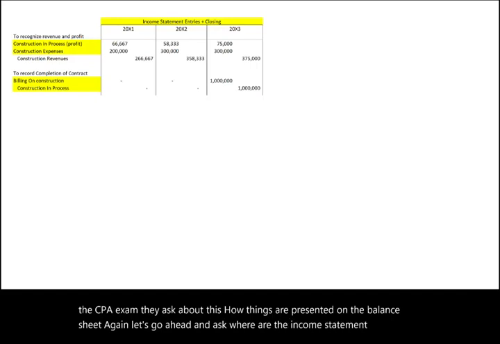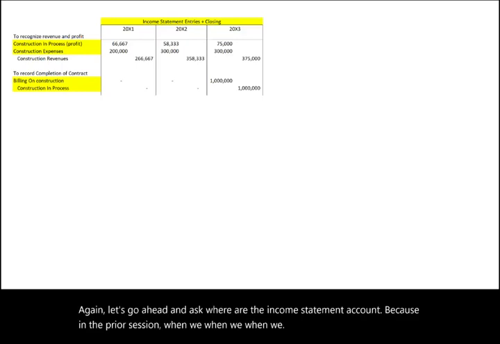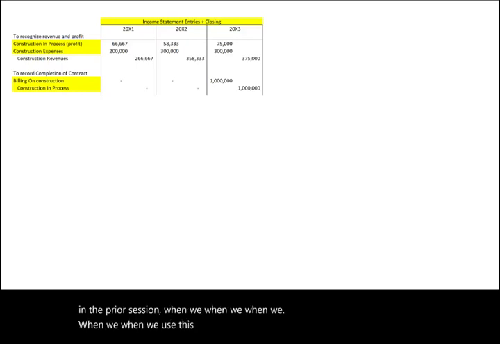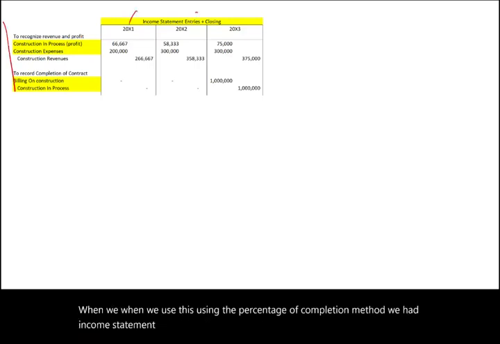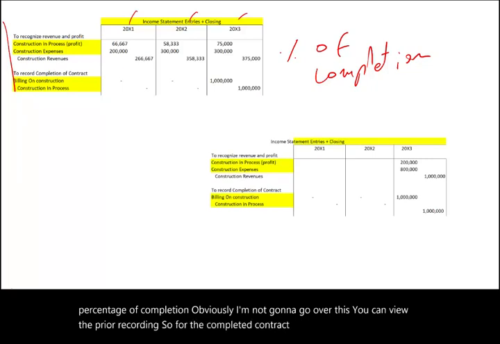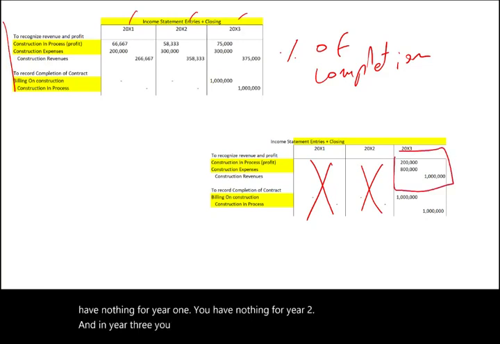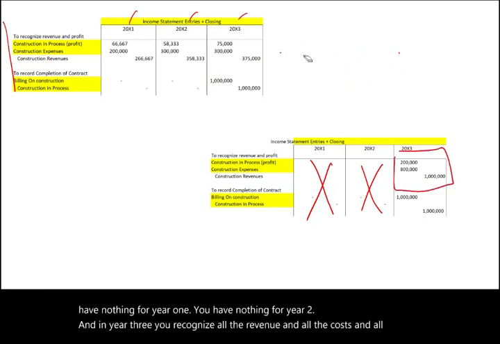Because in the prior session, when we used this example using the percentage of completion method, we had income statement entries for year one, year two, and year three. This is for the percentage of completion. Obviously, I'm not going to go over this. You can view the prior recording. So for the completed contract method, guess what? You have nothing for year one. You have nothing for year two. And in year three, you recognize all the revenue and all the cost and all the gross profit all at once. So let me show you.